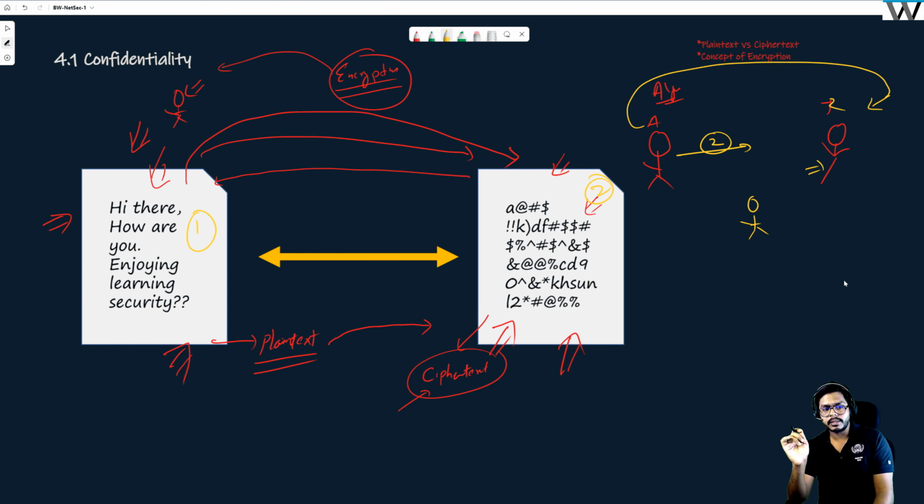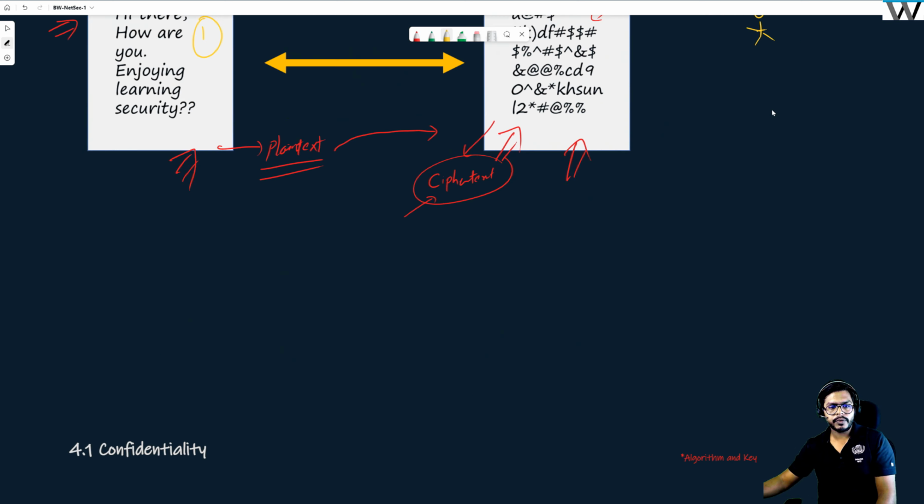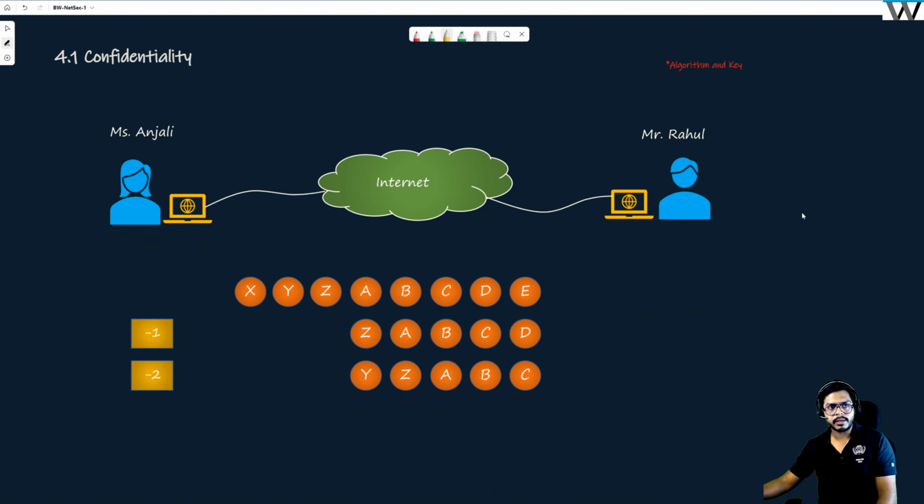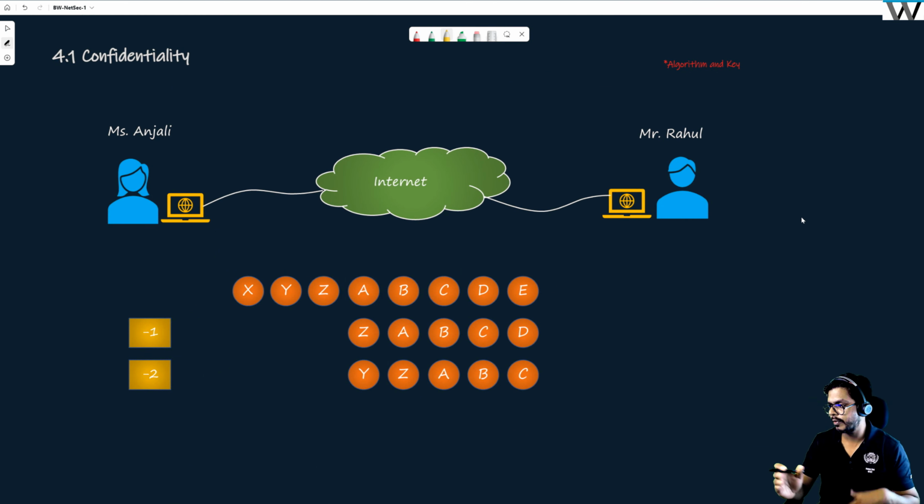But now let's understand what the meaning of algorithm is and what the meaning of a key is. If we go to the next board here, just pay close attention, guys. We are going a little bit technical. Right now we were just talking about history, some stories, and confidentiality, integrity, authentication. Let's talk about something in terms of mathematics also, although I am not including much, but just pay close attention for the next 5 to 10 minutes.